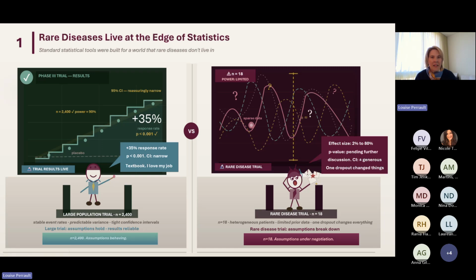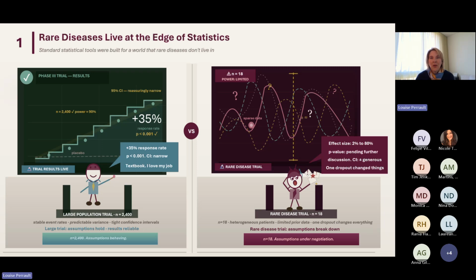Let me set the scene for the challenge we are dealing with. Most of the statistical tools we use in clinical research were built for big studies. Hundreds, sometimes even thousands of patients, stable patterns, predictable results. In that world, the math works perfectly.